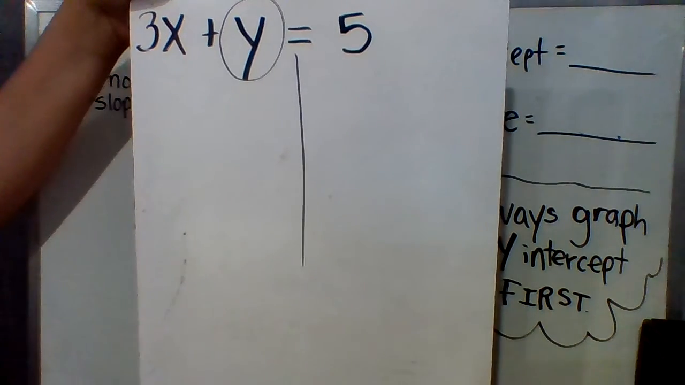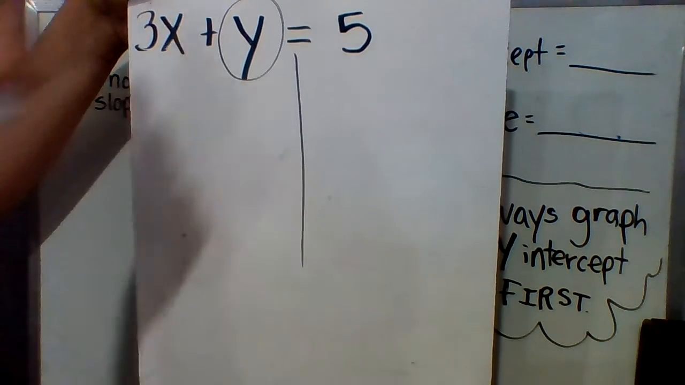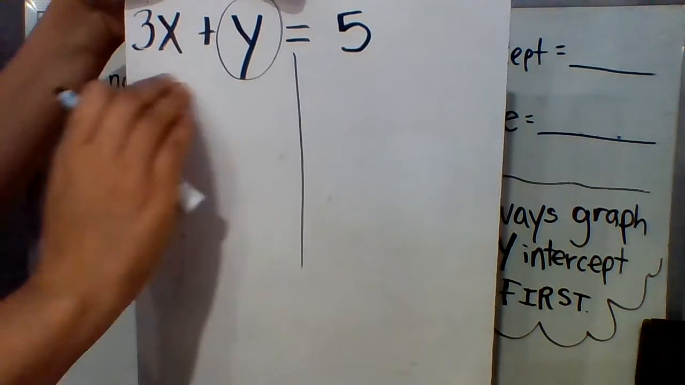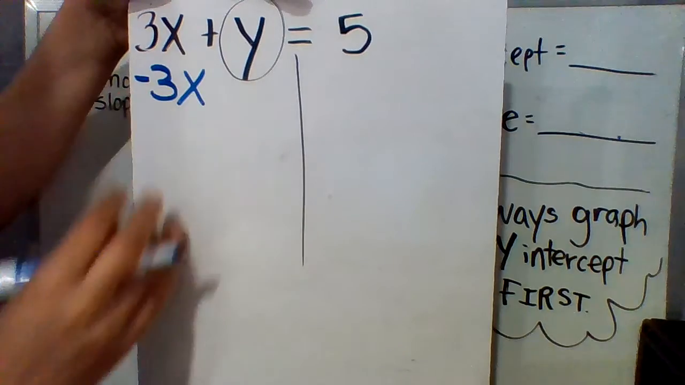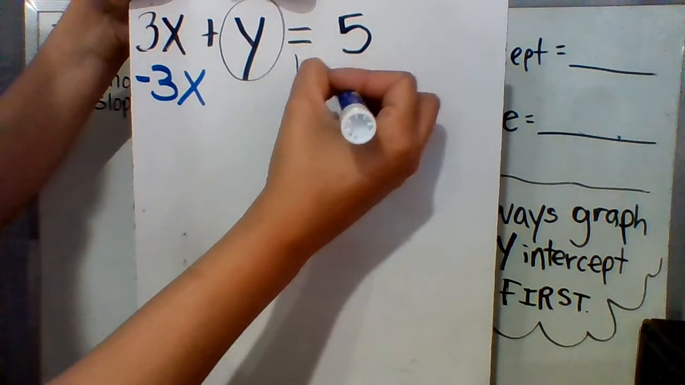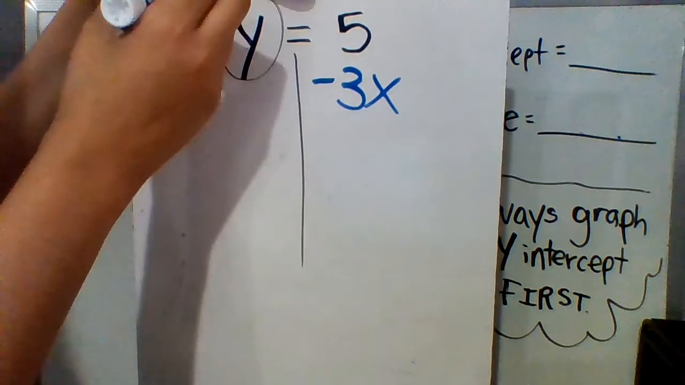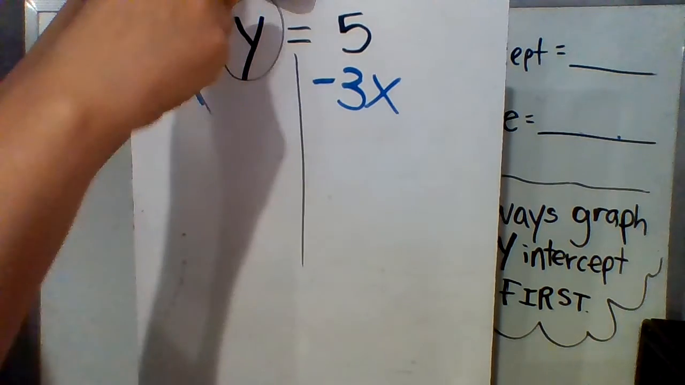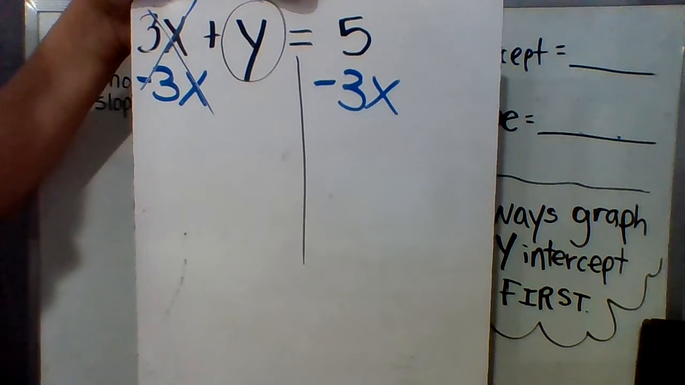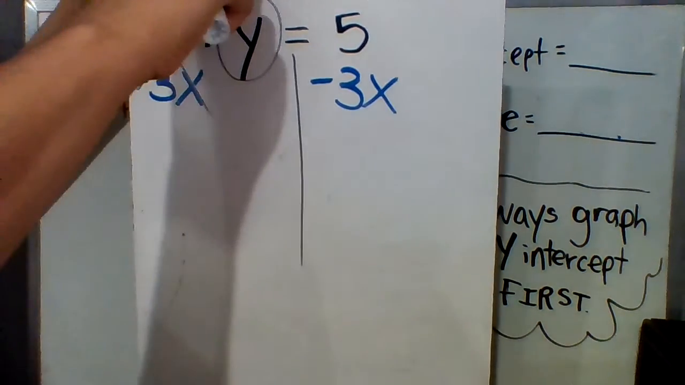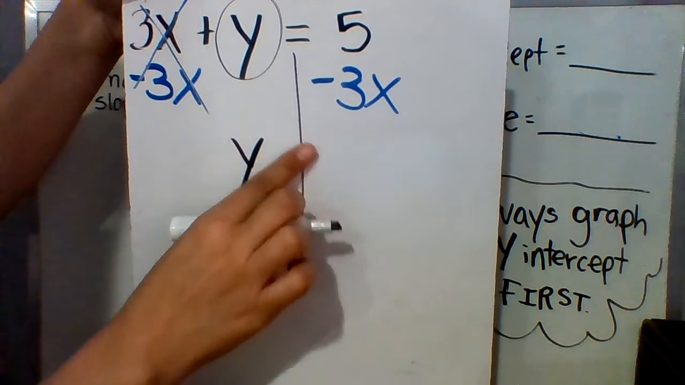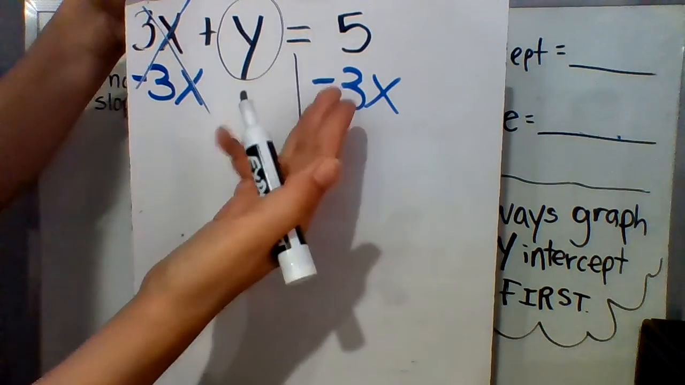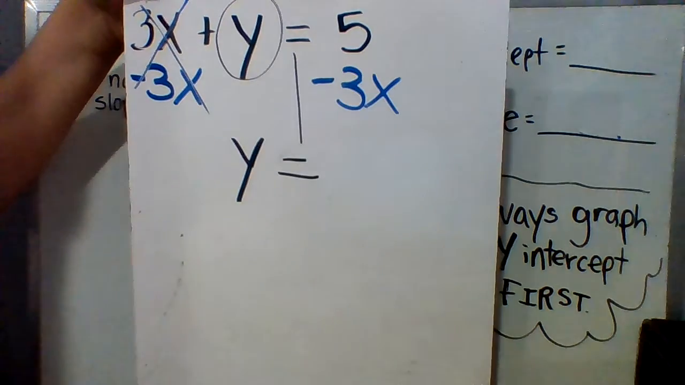How do you move a positive 3x to the other side? If you want to move the whole thing, then you have to subtract the whole thing. Whatever you do to one side, you do to the other. And that's how you get rid of the 3x. We just subtract the whole thing to the other side. Now we have the y by itself. And y equals negative 3x plus 5.